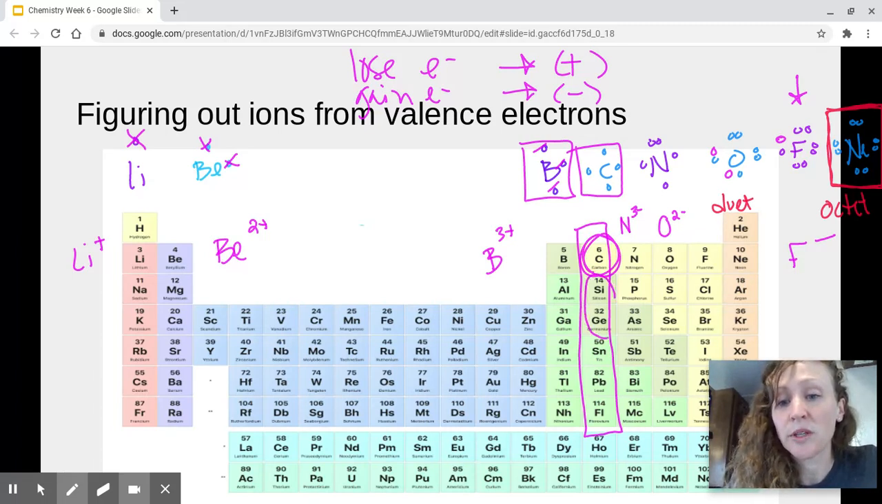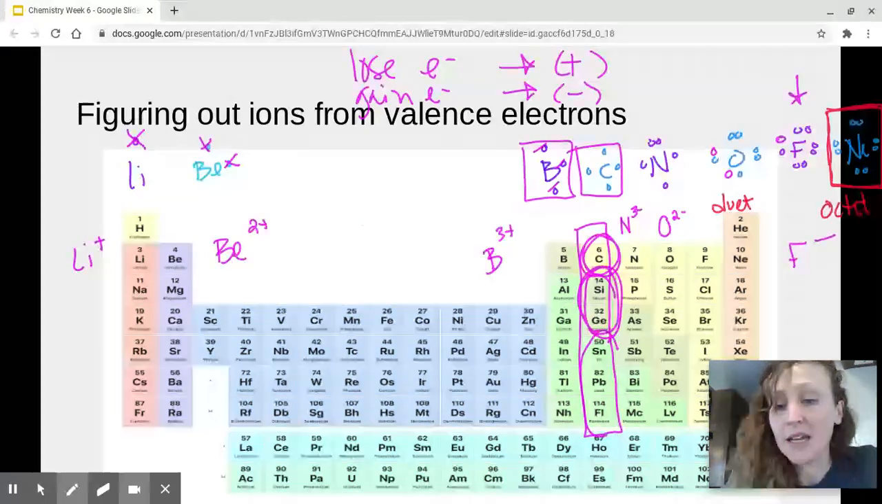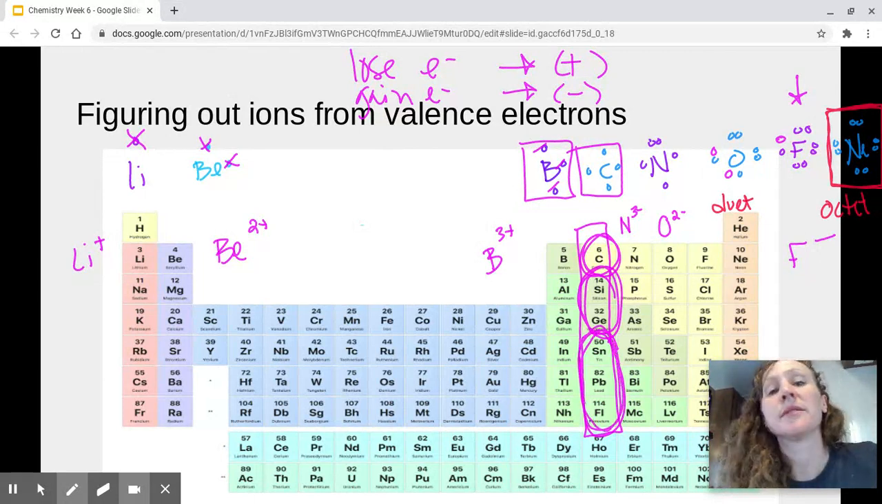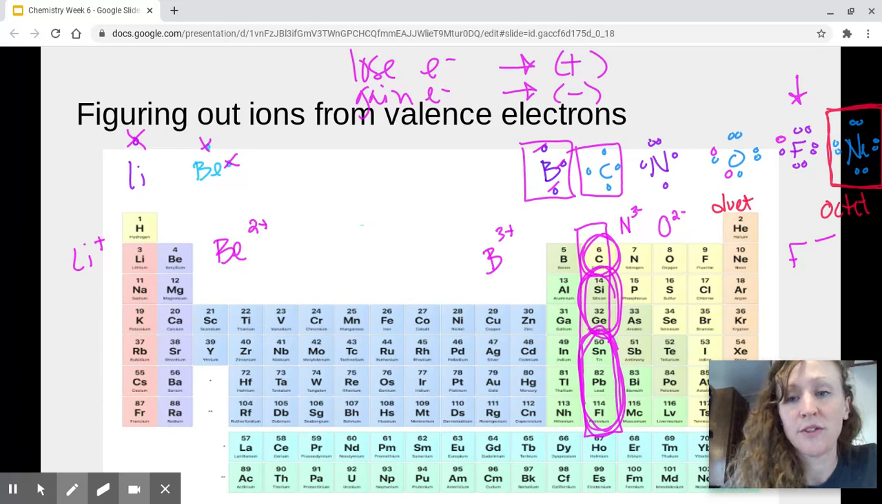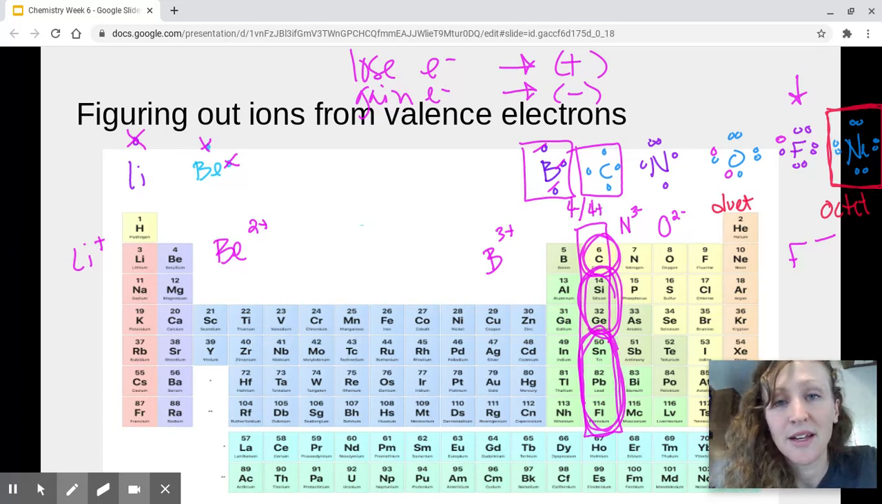Silicon and germanium don't really form ions either. They're metalloids. Tin, lead, and Fl at the bottom, those 3 are metals. And so they're going to do what metals do, and they're going to lose electrons and become a 4 positive. So this family kind of does both. It can either go for negative, which is what the nonmetals are going to do, or it can go for positive, which is what the metals are going to do.